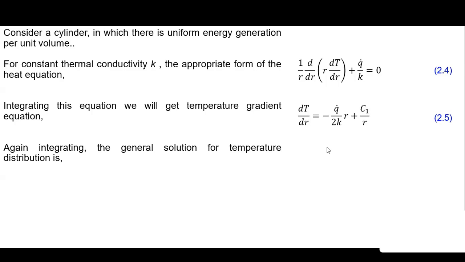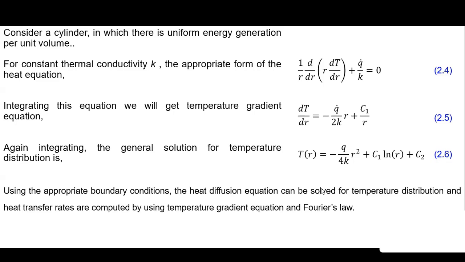And once again we can reintegrate it for getting the general solution in the form of the temperature distribution equation, and that would be temperature in the radial direction is equal to minus q dot divided by 4k r square plus C1 natural log of r plus C2. So this is our next equation. Once again we can use the appropriate boundary conditions and we can solve the problem.